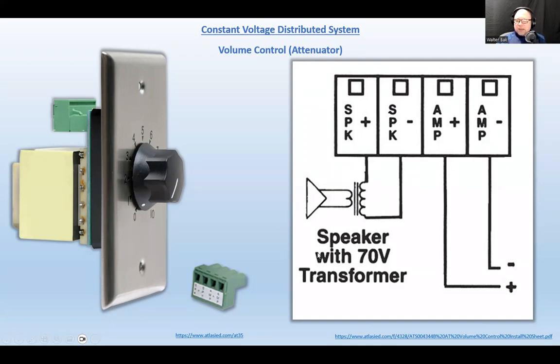And it's a typical 70 volt. Now, if you're using 70 volt output on the amplifier, you should have 70 volt speaker stations with the 70 volt transformers. And if you use the volume control, you should use a 70 volt volume control. If you use a 25 volt system, then everything has to be specified for 25 volts.